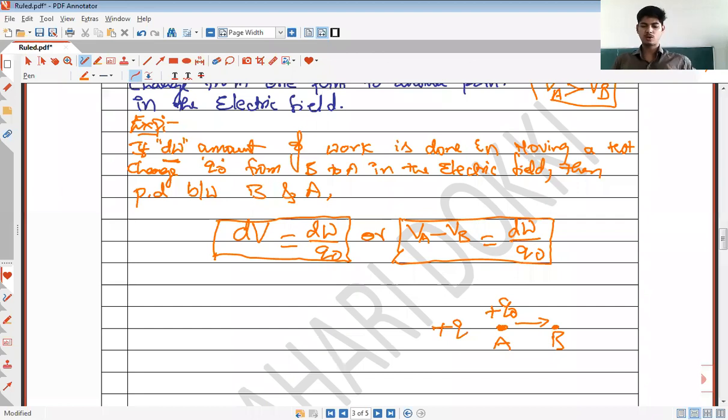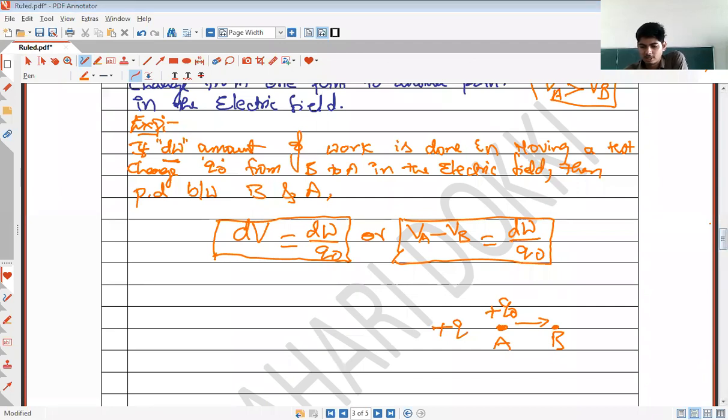Why am I not required to do any work to move the charge from A to B? I have to move the charge from A to B, and you are saying no work is required. What is the reason? Repulsion. The point is at higher potential.